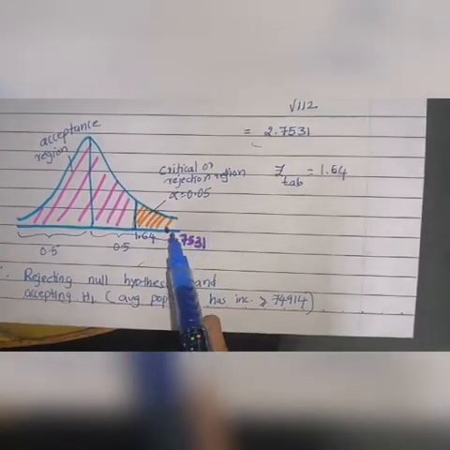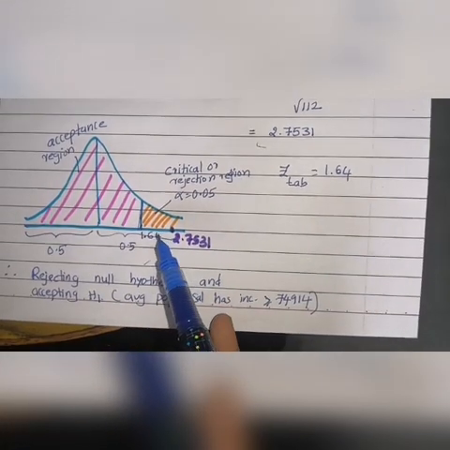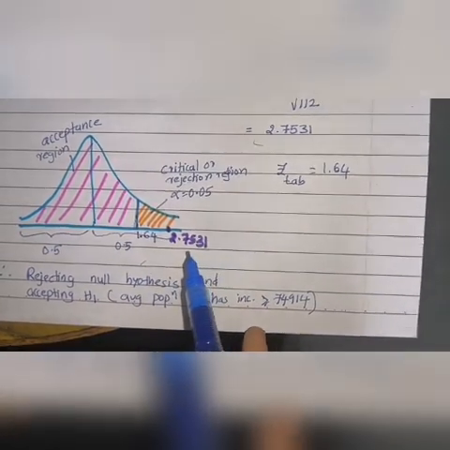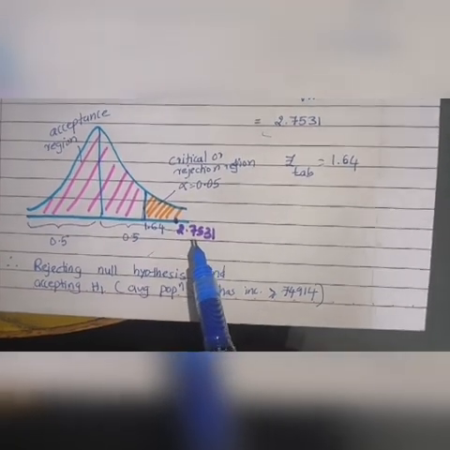Once we find the tabulated value, we have to plot the test statistic value. If the test statistic falls in the acceptance region, we accept the null hypothesis. If it falls in the rejection region, we reject the null hypothesis. So that is how you test the hypothesis using the procedure.